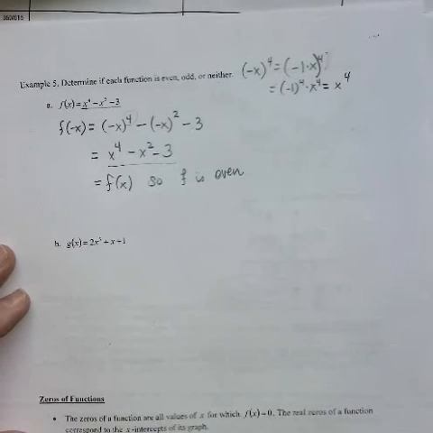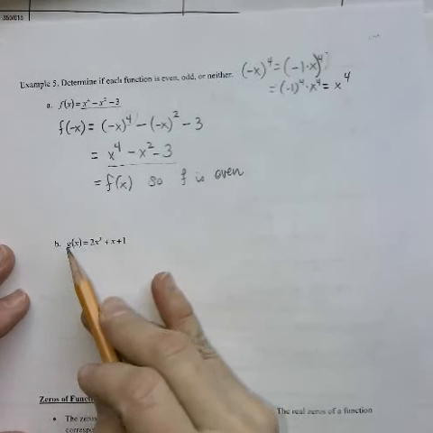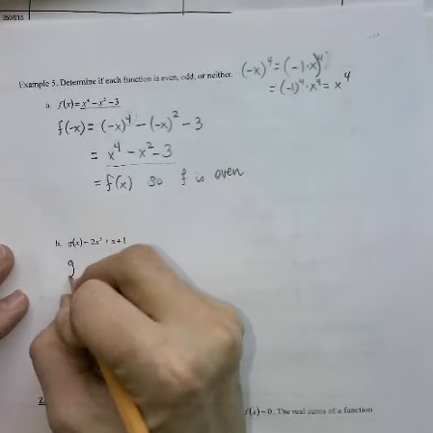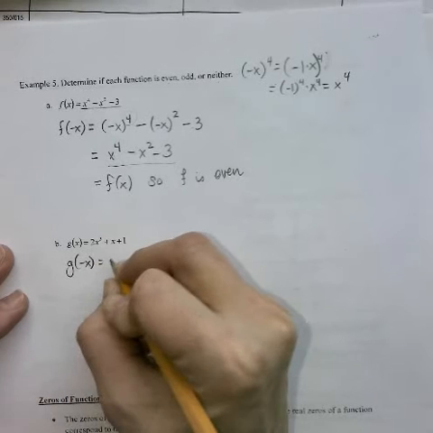Okay, let's move on to g at x, we have this function here. So again, start with negative x, plug it in for x.